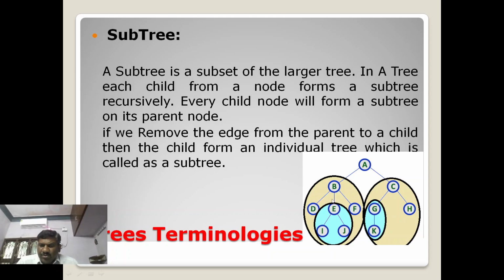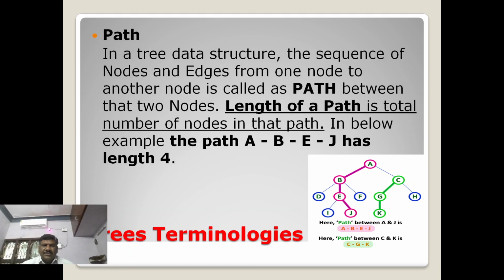Similarly, if you remove the link from B to E, then E, I, J will be another subtree, right? So how do you identify a subtree? A subtree is a subset of a larger tree. We have a large tree, and its subsets are said to be subtrees.